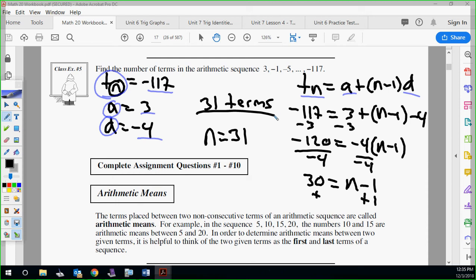Questions? Yeah, go for it. So just don't distribute, but I know you probably want to distribute. Go ahead and divide now. You can distribute, it'll still be fine, but it's a little more work, not too much.